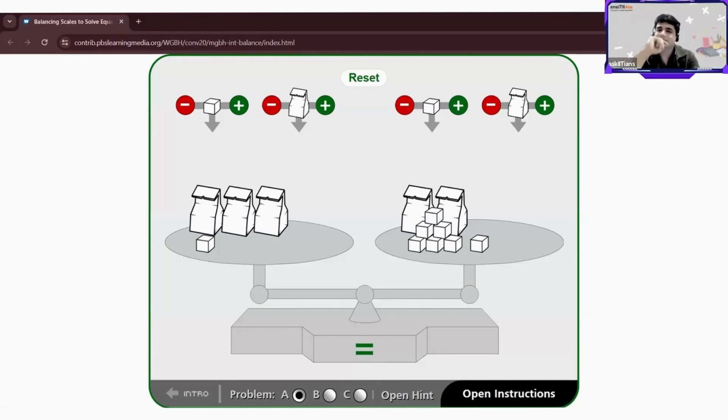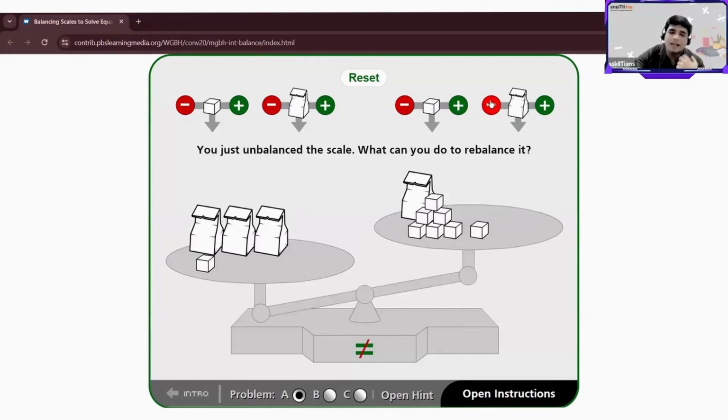Yes, Tanveer. Find the weight of one bag, how? By subtracting the amount of bags we have on the scale. So where do I subtract? On the right side? Okay, let me subtract. Now what? You have unbalanced the scale. Should the scale be unbalanced? No. Then what shall I do on the left side?